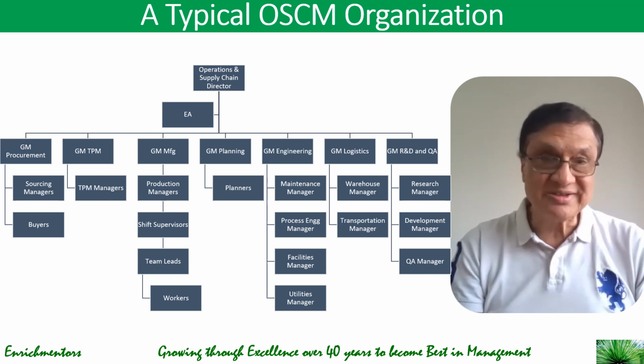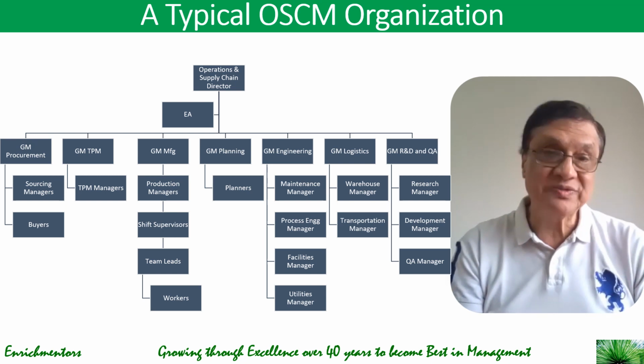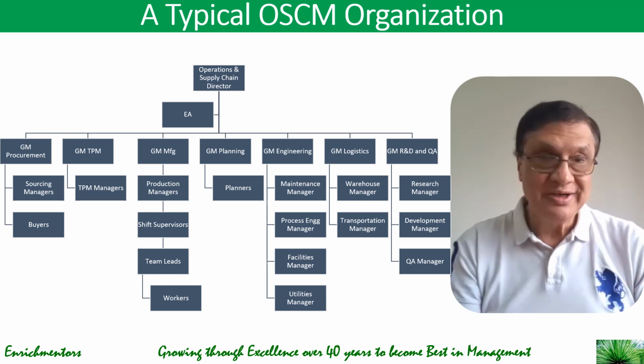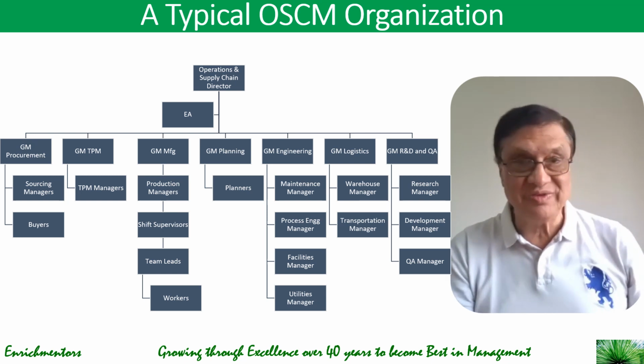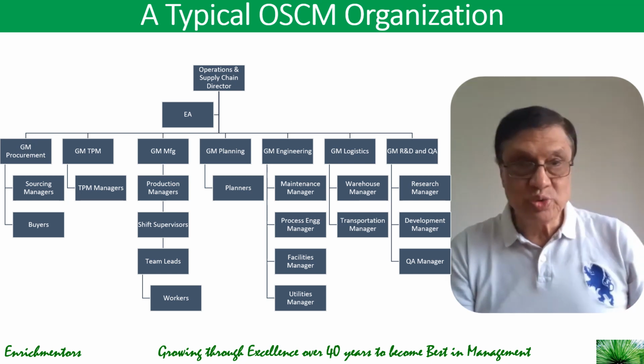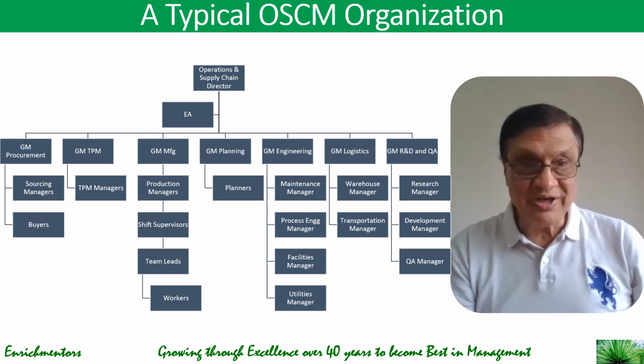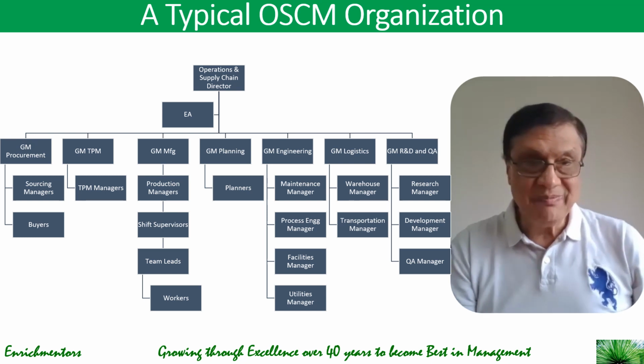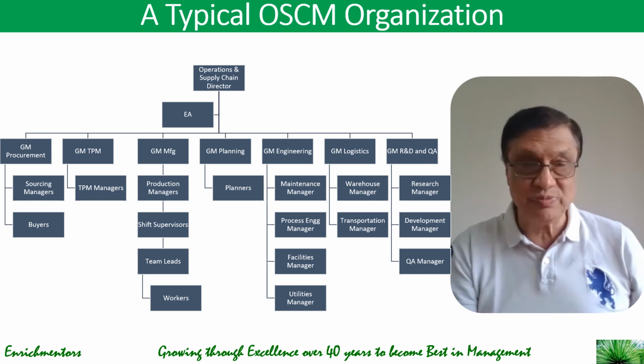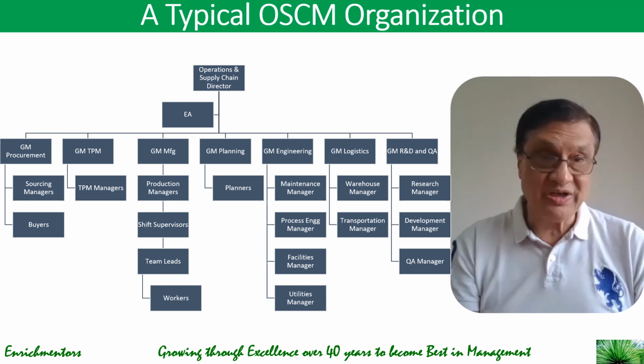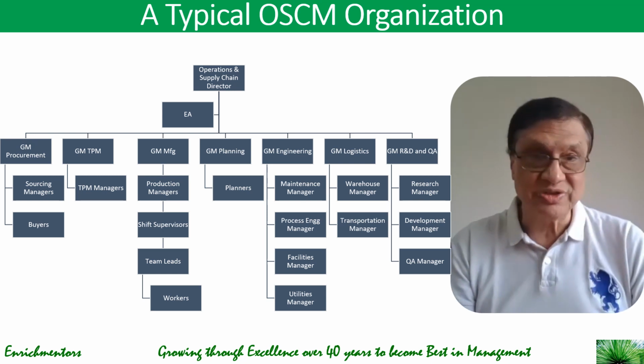Sourcing manager will decide who to buy from, and buyers will continue buying regularly. Then there could be a general manager TPM, third party manufacturing. If you have a large number of third parties, as we had in Johnson and Johnson, you could have a general manager third party, and under him or her, you would have third party managers, TPM, third party manufacturing managers, who would manage these third parties to produce your objective and deliver the business objective.